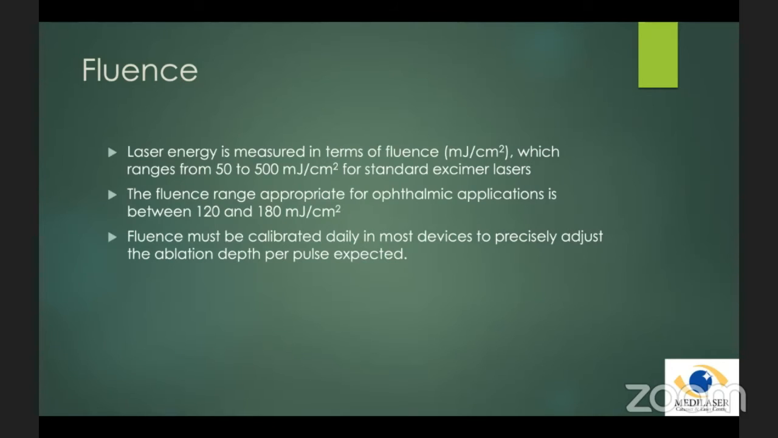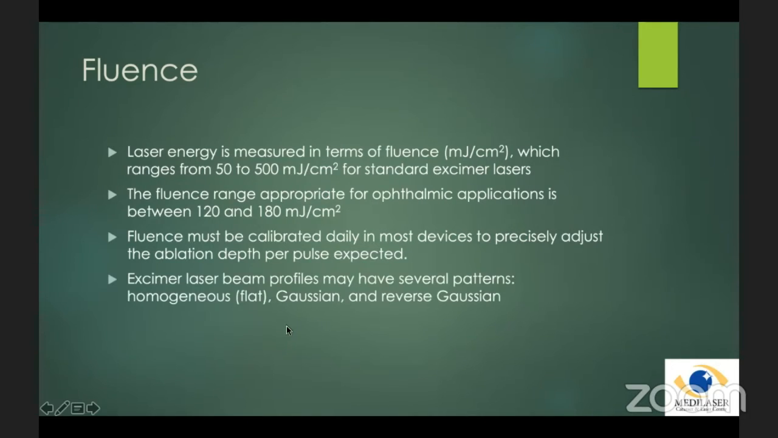This fluence is also affected by external factors. So the humidity of your OR has to be between 35 to 65%, and the temperature between 60 to 80 Fahrenheit, so that the fluence and your ablation depth are as expected.